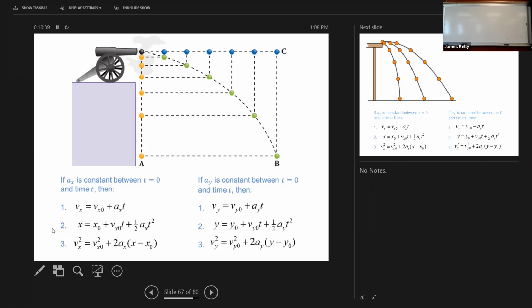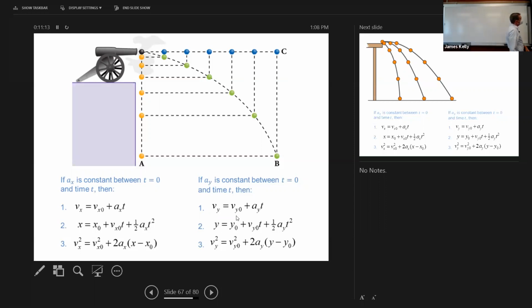Okay, so one of the properties of these equations is that there are no y's on the left-hand side, and there are no x's on the right-hand side. And that means for this special case, where we've got a constant ax and a constant ay, that the x motion is totally independent of the y motion. In other words, this vx0 represents the initial x velocity component. How fast something is moving just with respect to the x direction at time t equals 0.